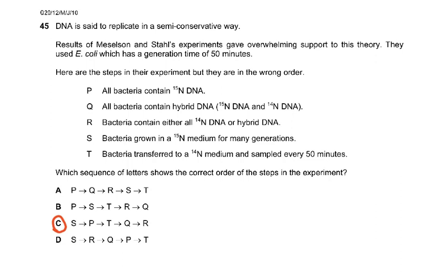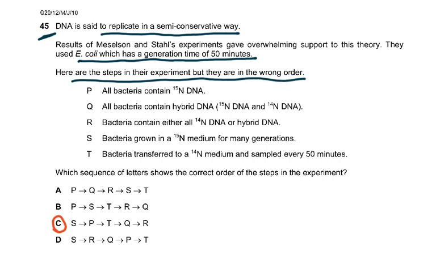Question 45. DNA is said to replicate in a semi-conservative way. Results of the Meselson and Stahl experiment gave overwhelming support to this theory. They used E. coli, which has a generation time of 50 minutes. Here are the steps in the experiment. They are in the wrong order. All bacteria contain 15N DNA. All bacteria contain hybrid DNA. Bacteria contain either all N14 DNA or hybrid DNA. Bacteria grown in N15 medium for many generations. Bacteria transferred to N14 medium and sampled every 50 minutes.